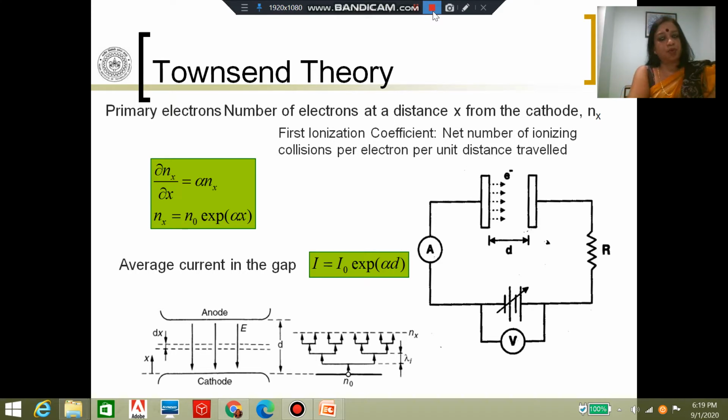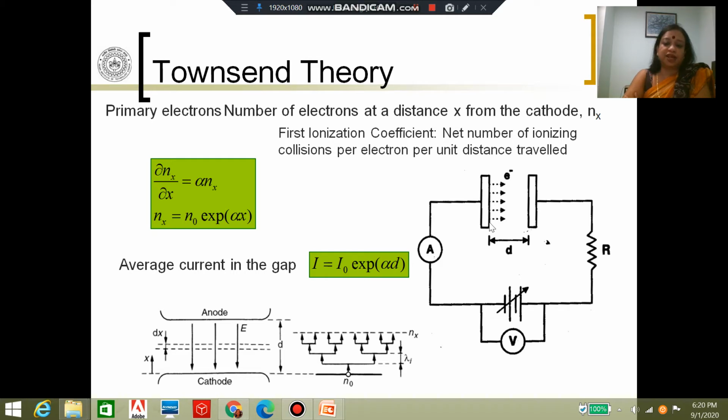Now, of the two most important theories which attempt to explain breakdown mechanisms in gases in uniform fields, the first one is the Townsend theory of mechanism. Now, let us look at the circuit. I have an external supply which is providing an external applied field across a gap distance. This gap distance is filled with some kind of a gas. We are not bothered about what kind of gas.